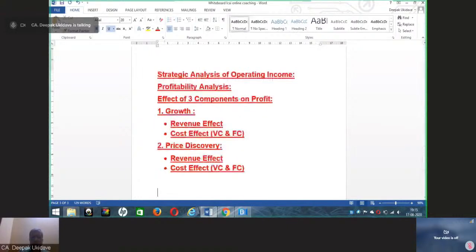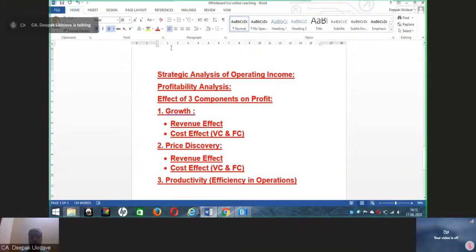And the third effect is productivity effect. What we understand, efficiency in operations. Productivity effect or productivity component, it is called efficiency in operations. And this is based on only one, and that is cost effect.